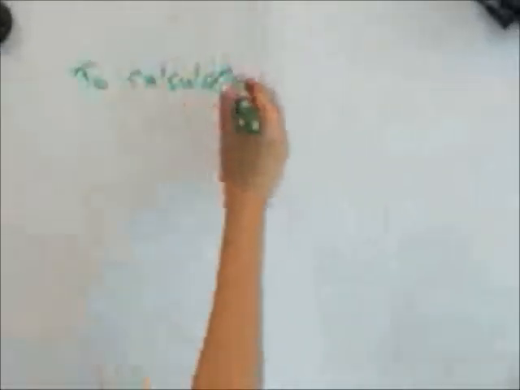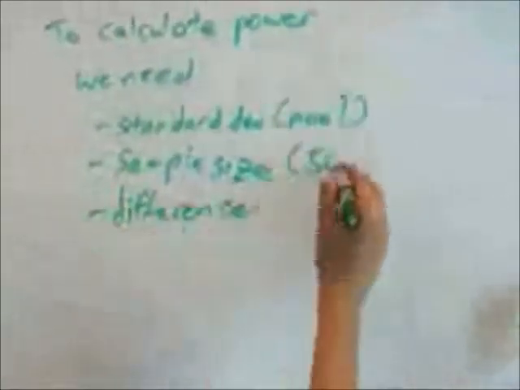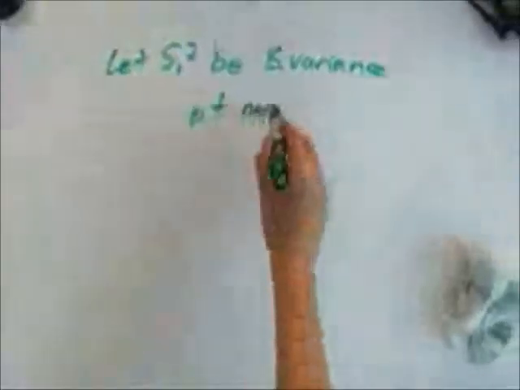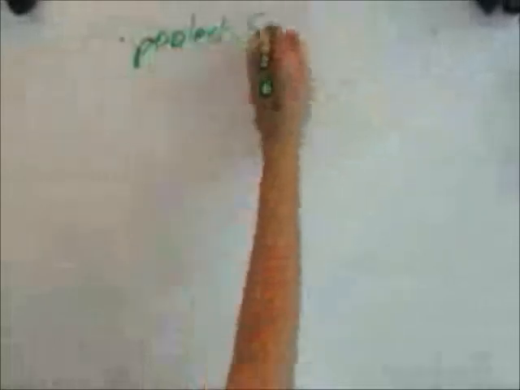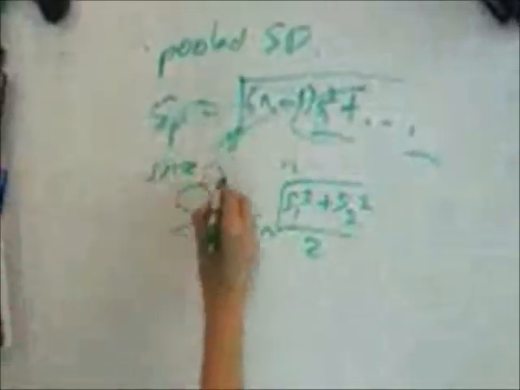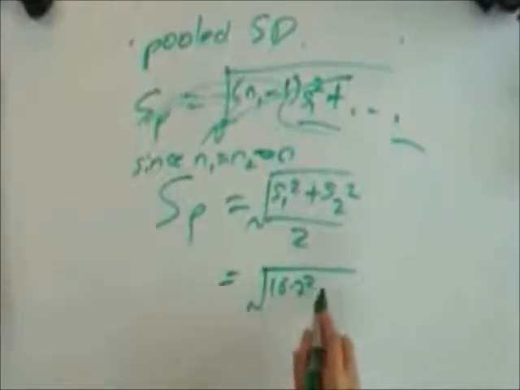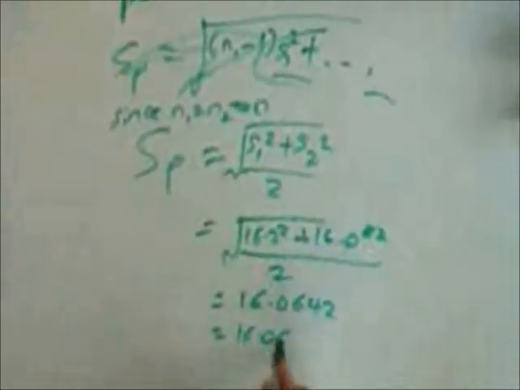To calculate the power of this test, we need three things, which are the pooled standard deviation, the sample size, which is 50 for each group, and the difference, which is minus 3.26. Let S1 squared be the variance of normal people's glucose level, and let S2 squared be the variance of obese people. For the pooled standard deviation, we will be using this formula. Forget it, it's too difficult. We will use this formula instead as the sample size of normal equals that of the obese. After substituting all these numbers in, we have the answer of 16.0642, which is rounded to 16.06.